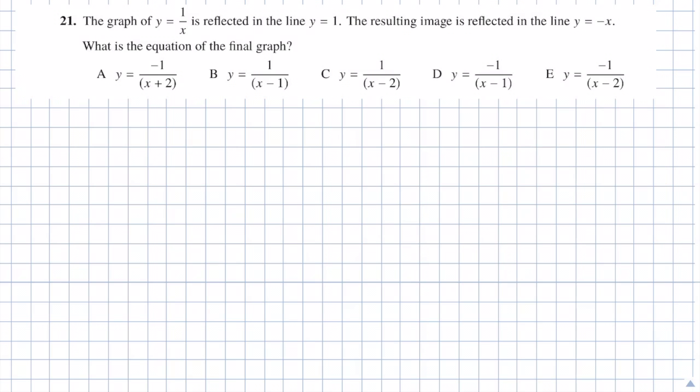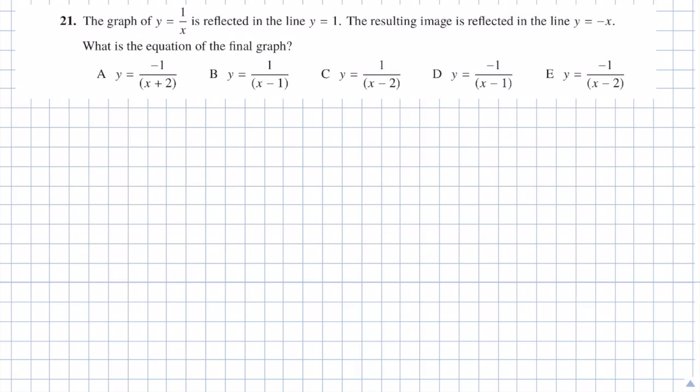Question 21 says the graph of y equals 1 over x is reflected in the line y equals 1. The resulting image is reflected in the line y equals minus x. What is the equation of the final graph? We got answers as A is y equals minus 1 over x plus 2. B is y equals 1 over x minus 1, C is y equals 1 over x minus 2, D is y equals minus 1 over x minus 1, and E is y equals minus 1 over x minus 2.